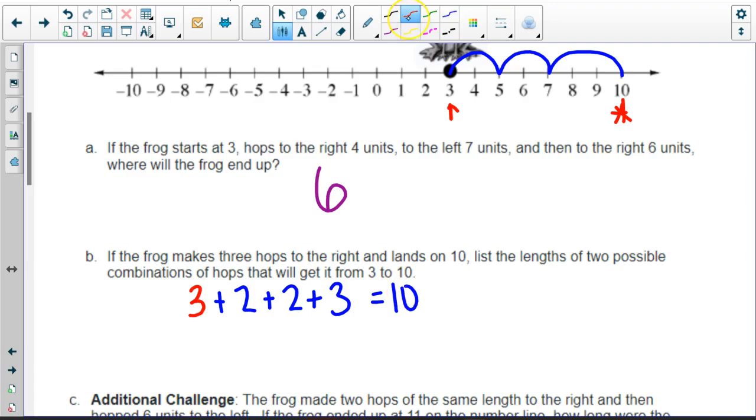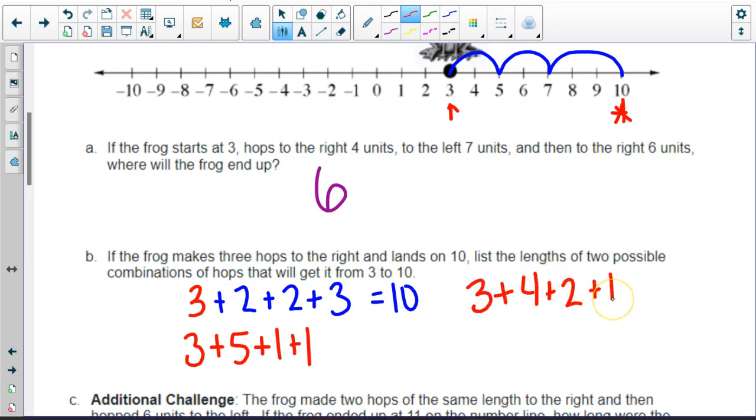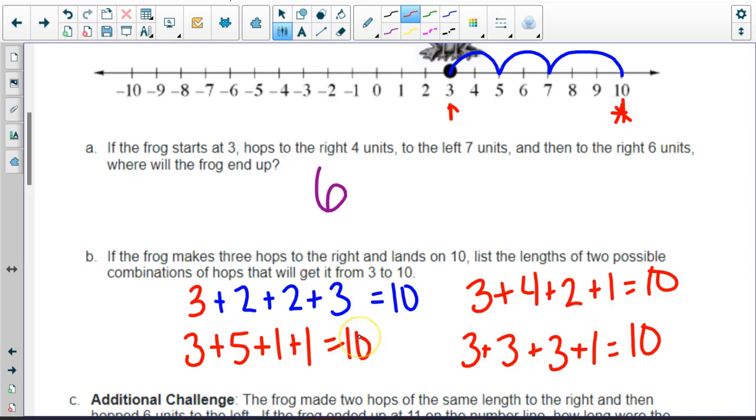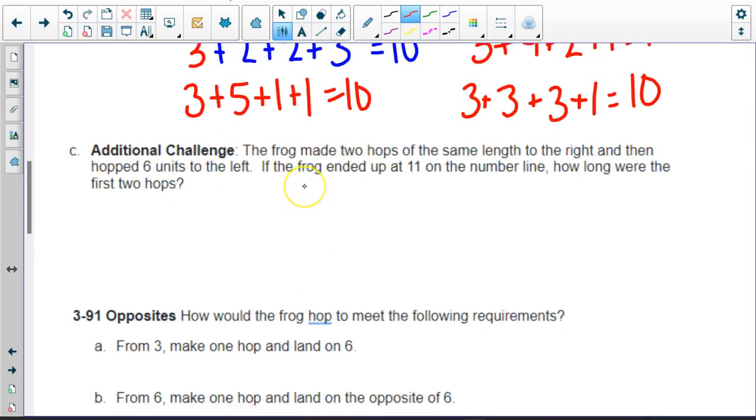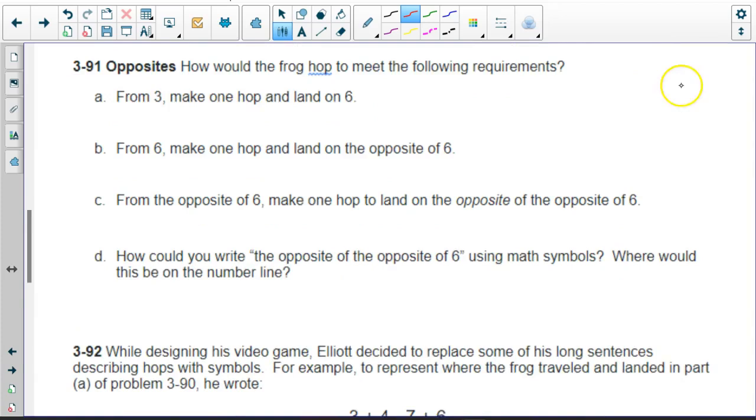Okay. Another one you could have done is 3 plus 5 plus 1 plus 1. You could have done 3 plus 4 plus 2 plus 1. Or you could have done 3 plus 3 plus 3 plus 1. Any of those combinations would have worked. If you have them in a different order, that's fine. No big deal on that. They're all the same. If you want to try that additional challenge, you sure can, but we're going to go ahead and skip to the second page.